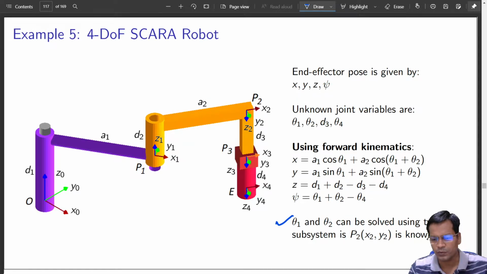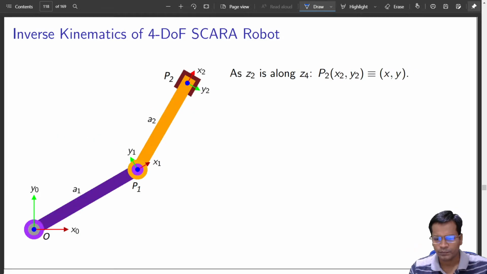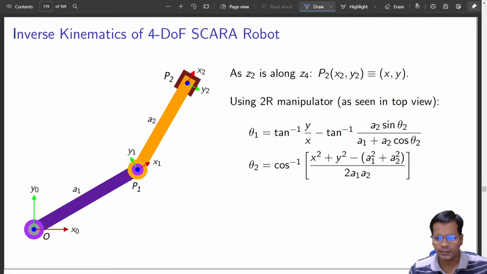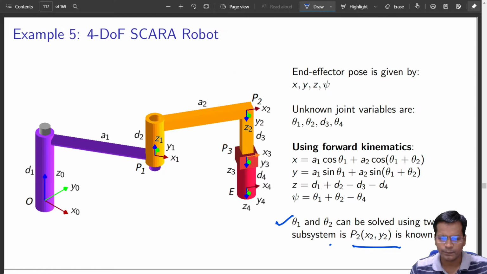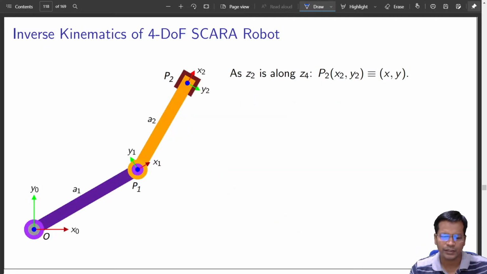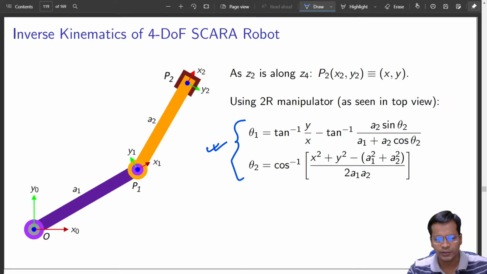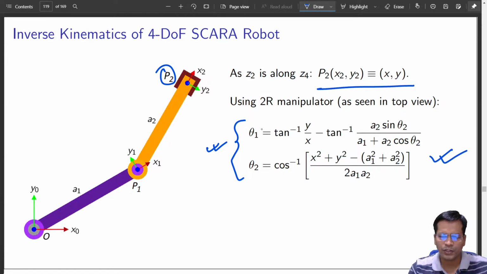Theta 1 and theta 2 can be solved using the two-link subsystem. P2, H2, Y2 is known, and Z2. Exactly what I said, so theta 1 and theta 2 can be given as the solution of a two-link manipulator. This is exactly the robot which is here. Looking from the top, it will look like this. We have solved it using the coordinates of P2, which is exactly equal to this. So this is the solution for theta 1 and theta 2, done.